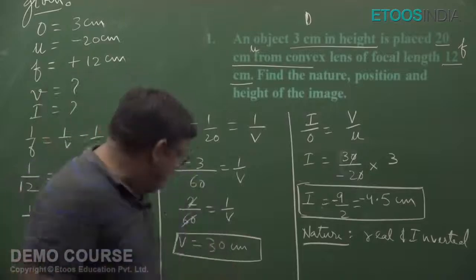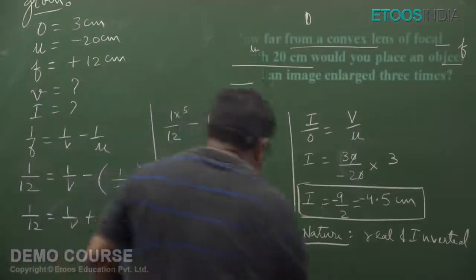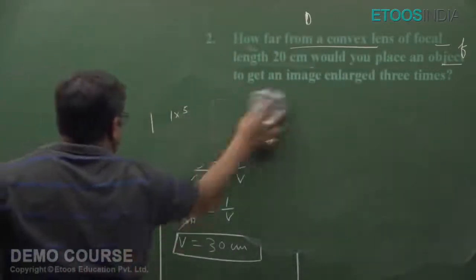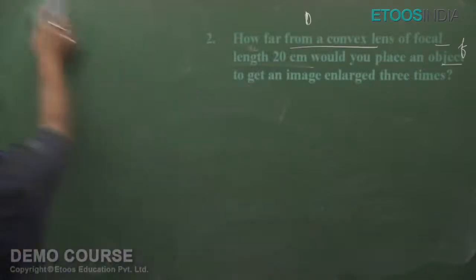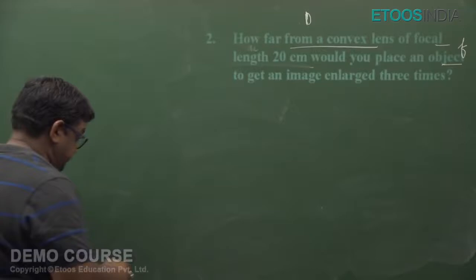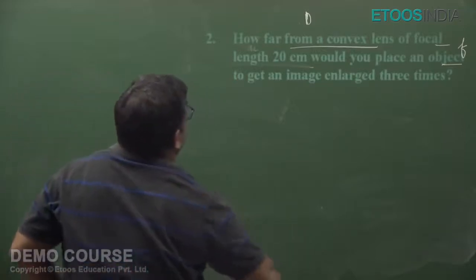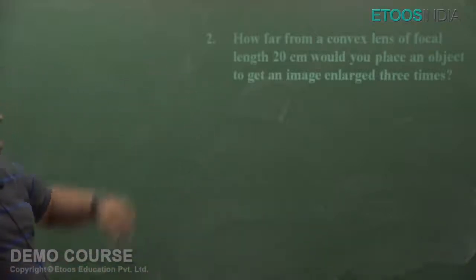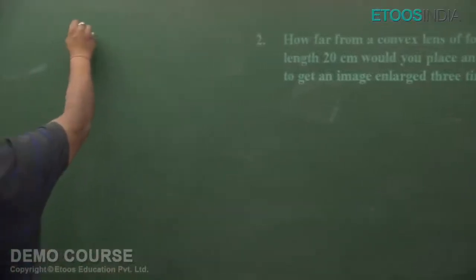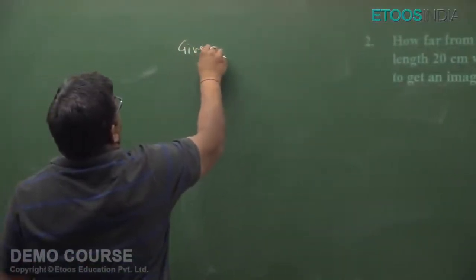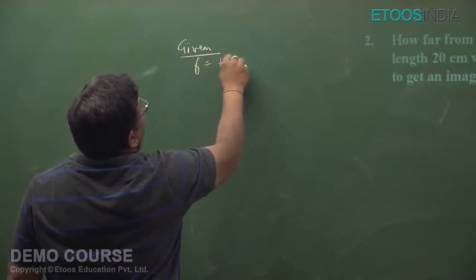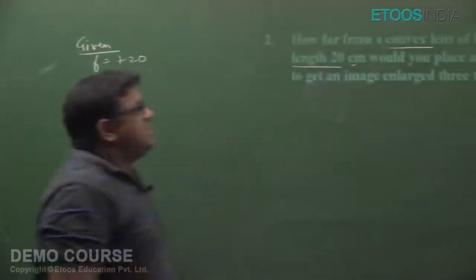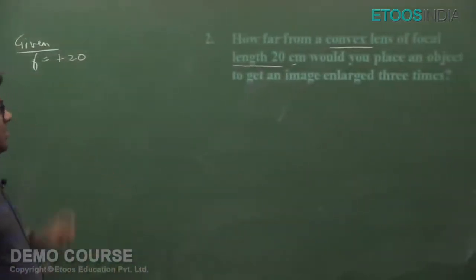Let's start with the next question now. Let me rub it first. What does it say? How far from a convex lens of focal length 20 centimeter? So what are the given things here now? Focal length is equal to positive 20. Why positive 20? Because it is the convex lens. Is it clear?